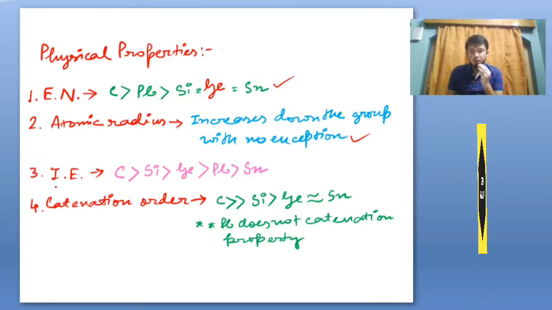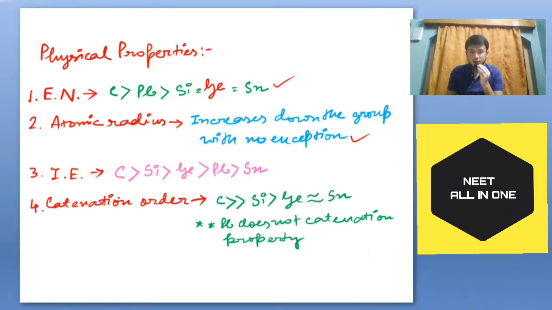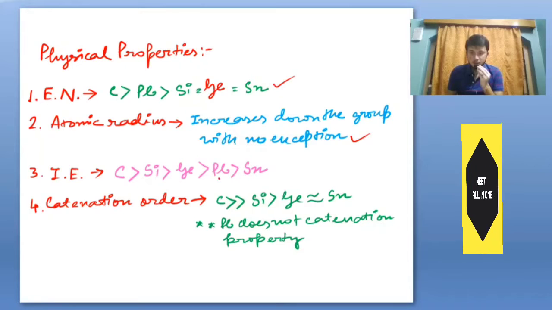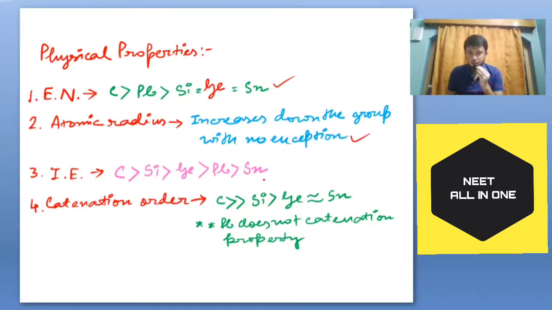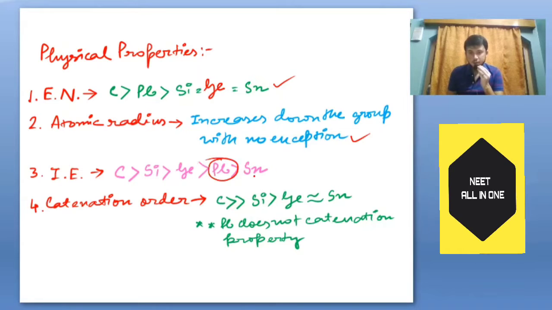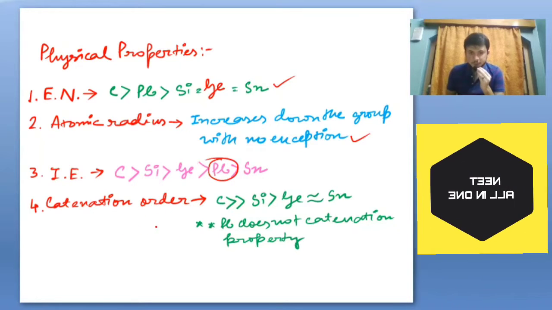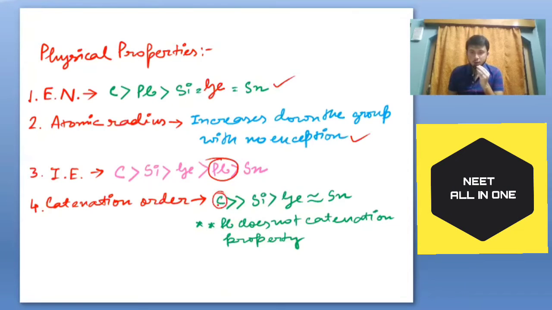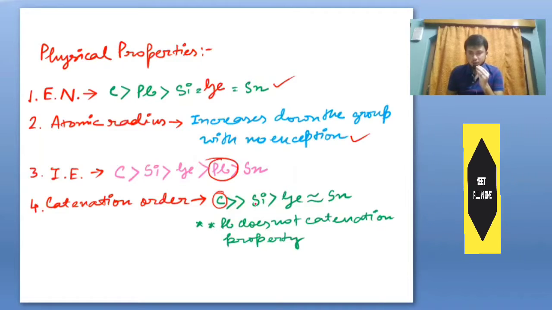Now in ionization enthalpy, that is carbon greater than silicon greater than Ge, but here we can see Sn should be greater than Pb because the ionization enthalpy decreases down the group, but here we can see Pb has more ionization enthalpy than Sn. Okay.